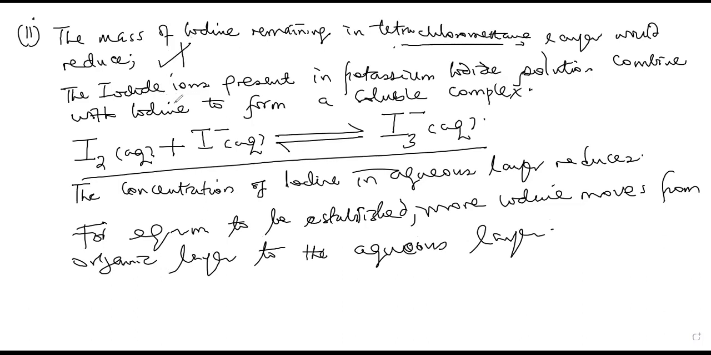The iodide ions present in the potassium iodide combine with iodine to form a soluble complex. The formation of a soluble complex reduces the concentration of iodine in the aqueous layer. Now, for the equilibrium to be established, more iodine moves from the organic layer to the aqueous layer. And as it moves from the tetrachloromethane layer, it means that the mass of iodine in the tetrachloromethane is reducing. So that is simply what causes the effect.